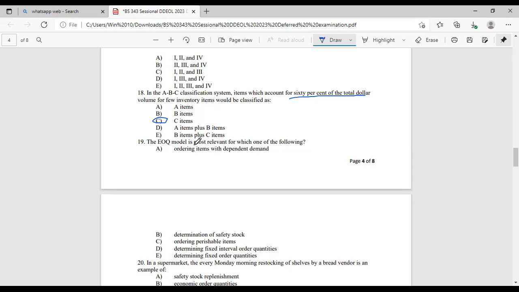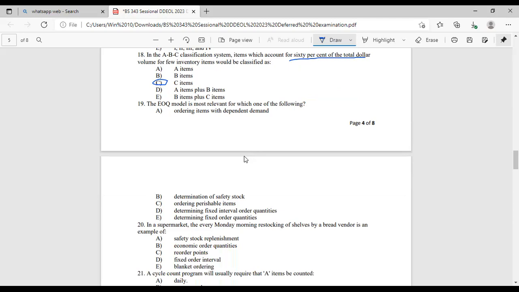Now, the EOQ model is most relevant for determining the fixed order quantities. So fixed order quantity, we need to know how we are going to order on a fixed basis, economic order quantity on the fixed basis, the square root of 2DS over C. So, okay, this is about what we need.